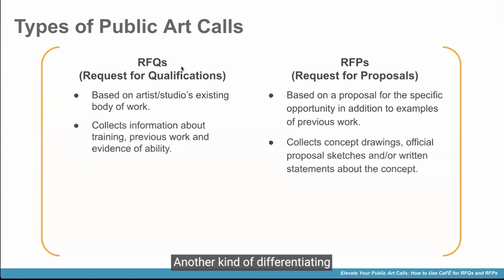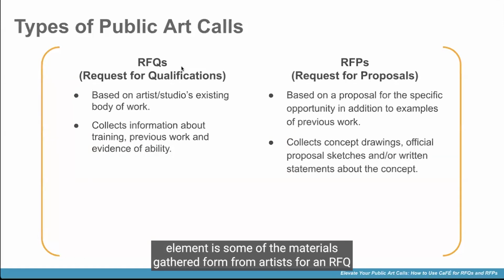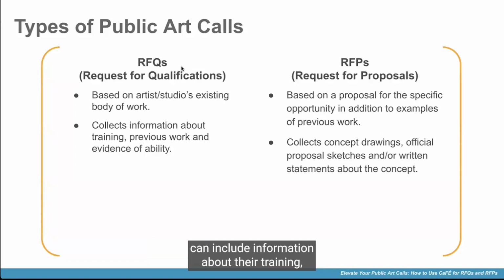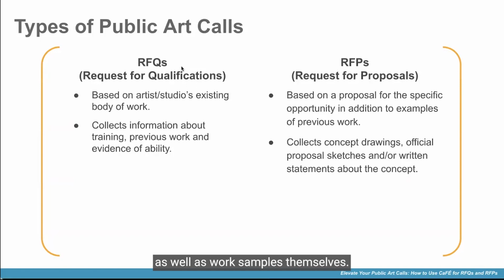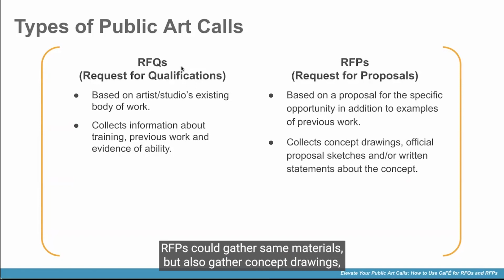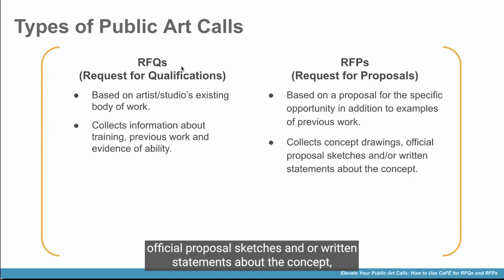Another differentiating element is some of the materials gathered from artists for an RFQ could include information about their training, previous work, evidence of their ability to create a public artwork, as well as work samples themselves. RFPs could gather those same materials, but also gather concept drawings, official proposal sketches, and/or written statements about the concept.